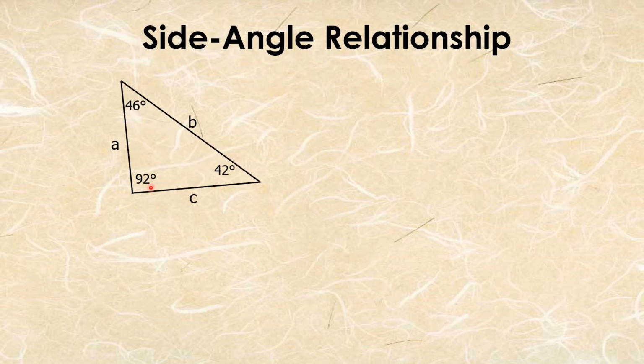Given a triangle with angles 46 degrees, 92 degrees, and 42 degrees. When you sum all the angles, that should be equal to 180. The triangle inequality theorem, which describes the side angle relationship, tells us that the bigger the angle, the longer the opposite side. That makes sense.